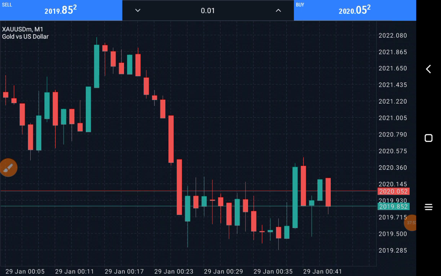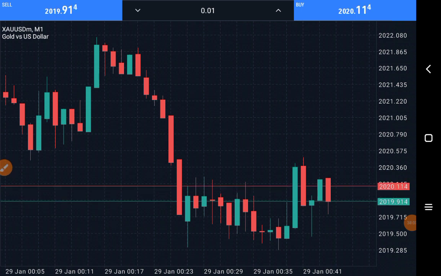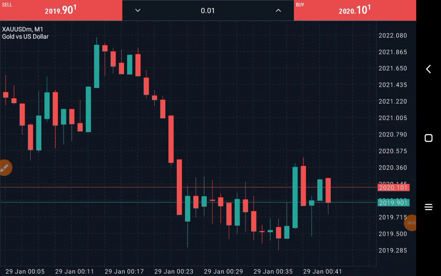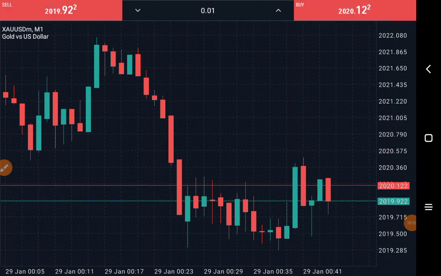Yes, it will turn green like that one. But let's just see how it goes. It's still printing. Still printing.